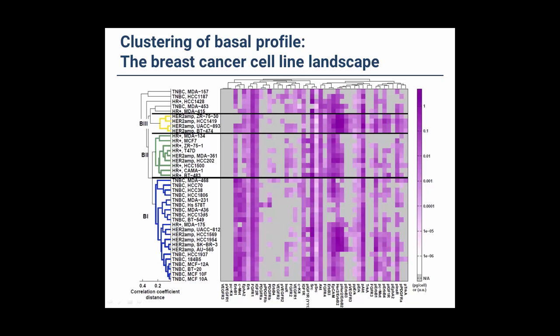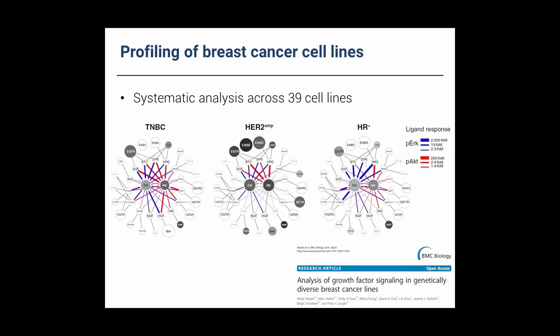There is clearly an enrichment by subtype in those clusters, but for example, the HER2 amplified spread between the different clusters. When we look at the receptor picture, the whole picture, not only the HER2 or the ER and PR, we see that there's much more diversity, and actually the subtype alone is not enough to define a cell line.